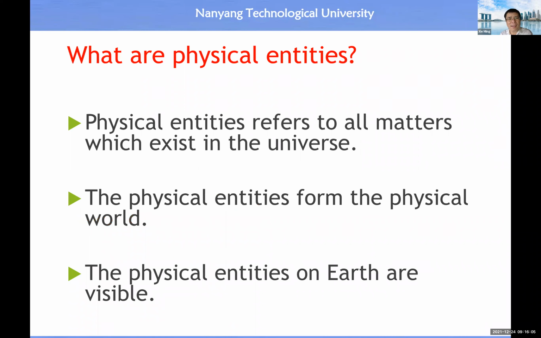So, physical entity. Entity here basically refers to all the rigid bodies, deformable bodies, or all the matter which exists in the universe, all right? And all the physical entities will form a physical world. In particular, the physical entities on Earth are visible to the human eye. So these are the basic facts about the physical entity on Earth, all right?